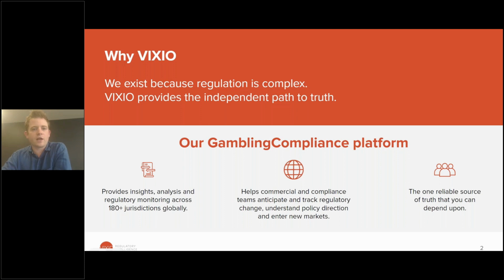As a reminder, Vixio Regulatory Intelligence is the leading provider of regulatory and business intelligence for the gambling and payments industries. Our gambling compliance vertical is a full regulatory and business analysis and monitoring solution that helps operators and suppliers to enter new markets and stay compliant where they operate. We help compliance, legal and strategy teams to stay ahead of regulatory changes and prepare for new requirements that impact their business. And we help commercial and strategy teams to enter new markets and forecast their market potential.